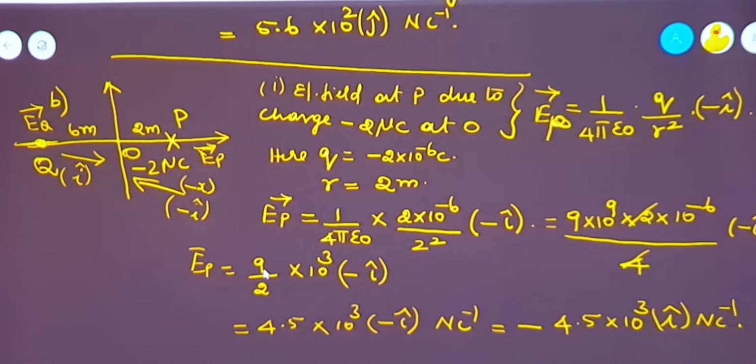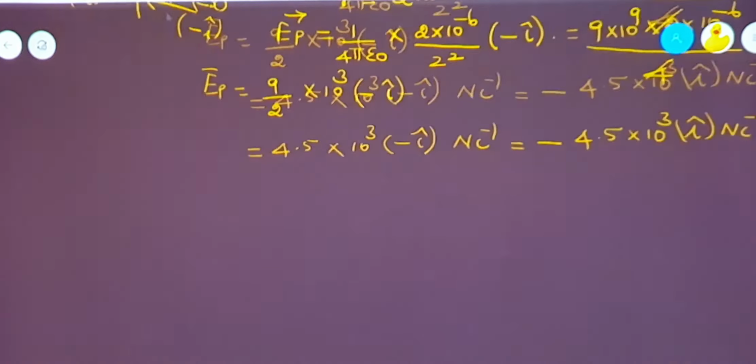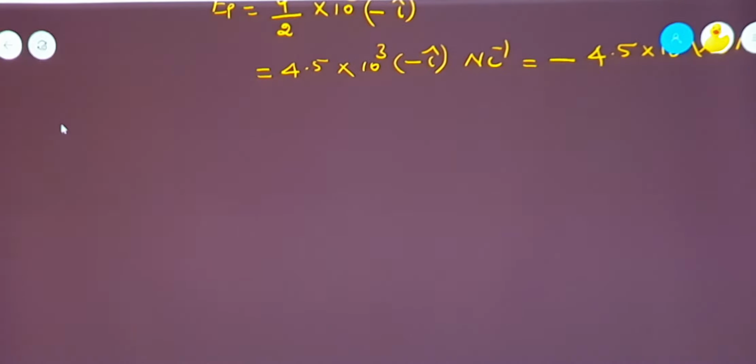This is the first concept of the second subdivision. So we have calculated the electrical field at the point P due to the charge minus 2 microcoulomb at the point O. Similarly, we have to consider the next one. What is the next one? See, in subdivision 2, we are going to study about the second problem, that is electrical field at the point Q.